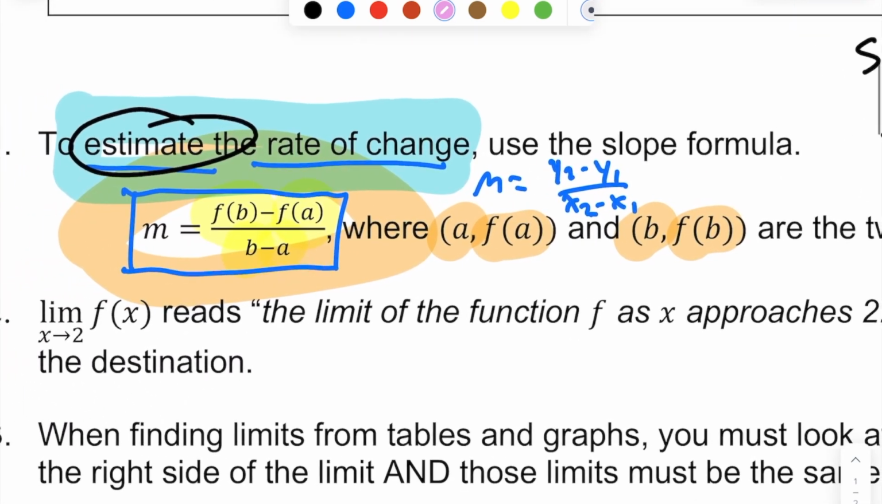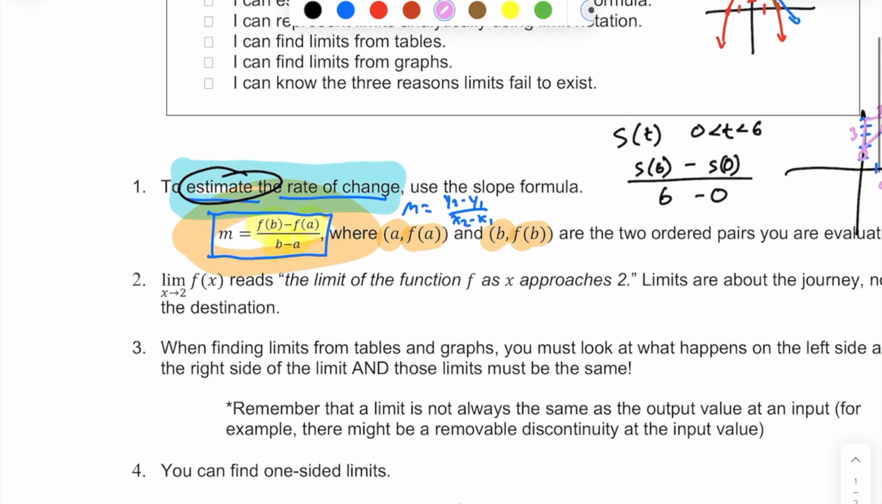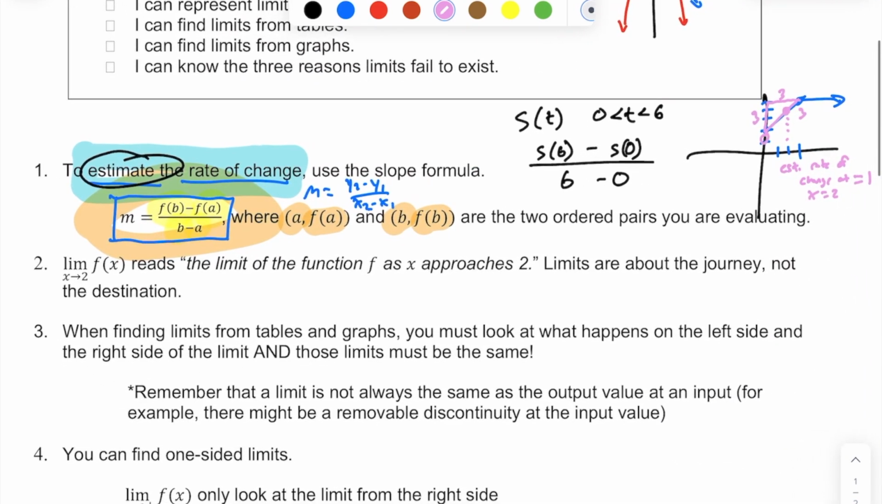Even though it's not a calculus question, it is a very common question on the AP exam. Making sure that you understand the difference between estimating the rate of change versus an instantaneous rate of change, which is what we actually use calculus for. That's just not quite ready for that in Unit 1.